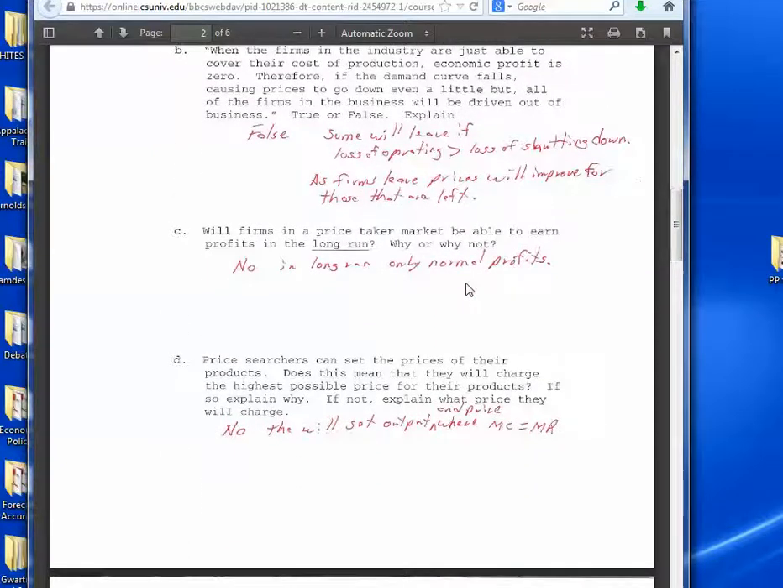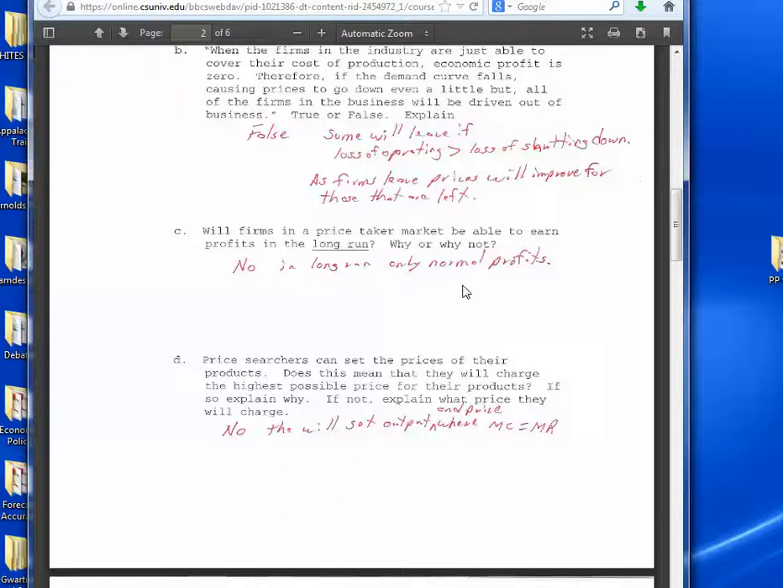Alright, in D, price searchers can set the price of their products. Does this mean that they will charge the highest price possible? If so, explain why. No, they won't. You can imagine if you were a monopoly, you wouldn't charge the highest price possible, because by doing that, even though you make a lot of money on each unit sold, you would hardly sell any units at all, and so your profits would be very small.